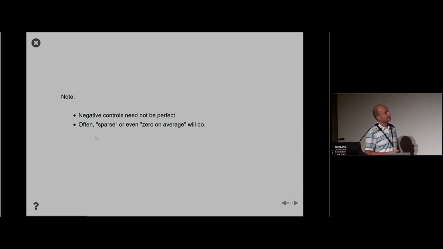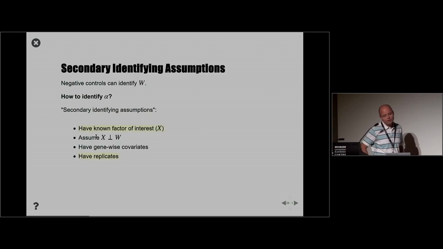But the reason I want to point it out now is it feels like this negative control idea is very limiting. You need to know which genes are unaffected by the biology that you're interested in. It doesn't need to be perfect. Okay. So I've shown that the negative controls can be used to identify W, the unwanted factors. We still need to, however, estimate the alpha so that we can remove all of the unwanted variation.